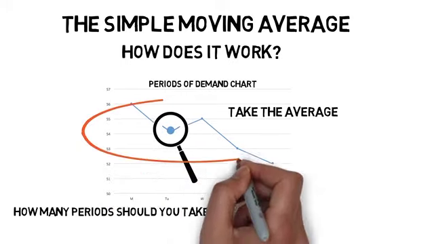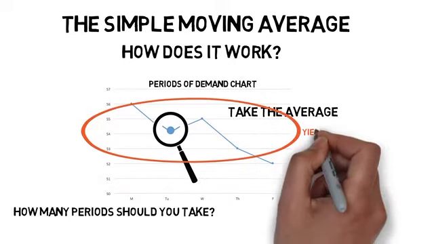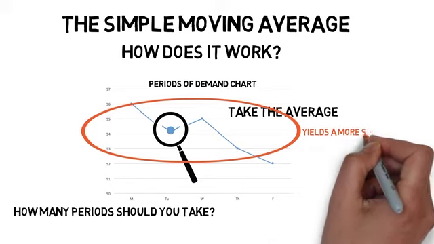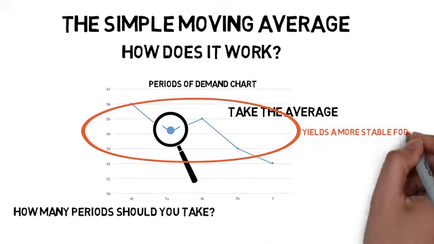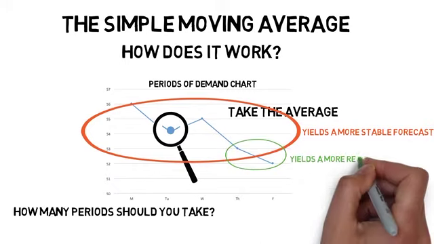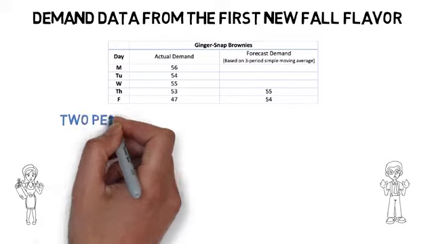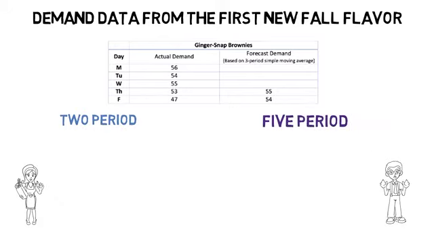If your demand pattern contains occasional noise that is not representative of real trends, you include more periods of demand data. Simply put, using more periods of demand data yields a more stable forecast. Using fewer periods of demand data gives you a forecast that is more sensitive to changes in demand. Take a look at the following data from the first week sales of ginger snap brownies. Now, let's compare 2-period and 5-period moving averages.